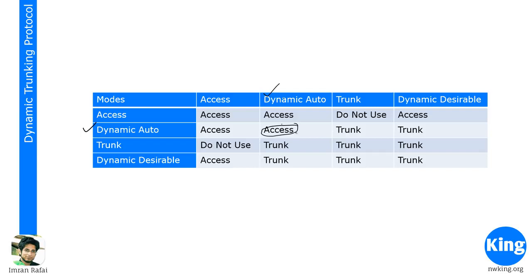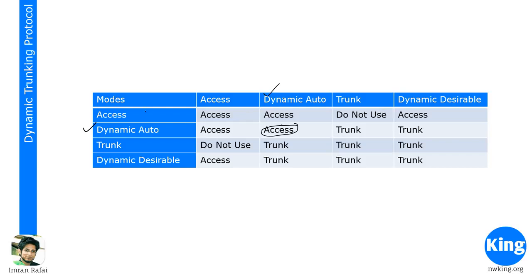So if you want the switch to negotiate a trunk, you need to make either one of those sides either a trunk, hard coding the interface to be a trunk, or you can hard code that interface to be dynamic desirable. This is another mode. So every switch port can be in 4 different modes. The switch port can be an access port, a dynamic auto port, dynamic desirable, or a trunk port. Any of these 4 modes it can be in.